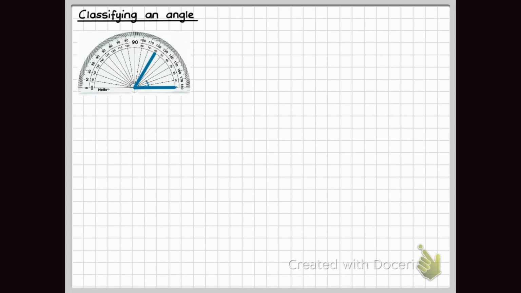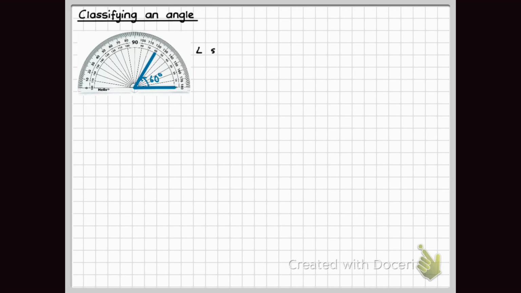So now we are going to look at classifying angles. Now I know that you might have done this a lot at primary school, but this is just a refresher course. So let's look at the first one. So we've got our protractor here, and we see that the first angle is 60 degrees. So we measure 60 degrees.